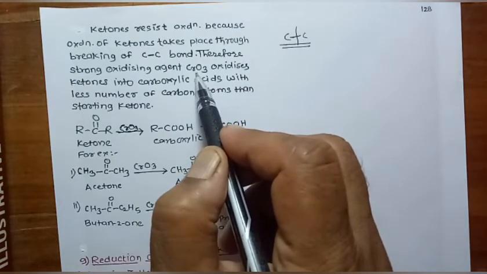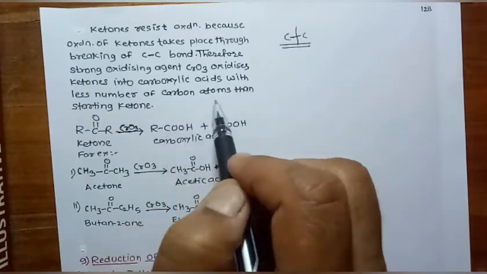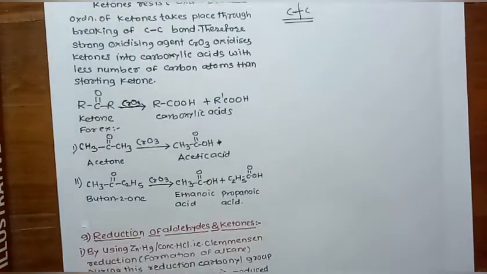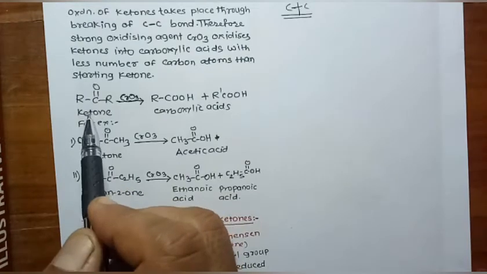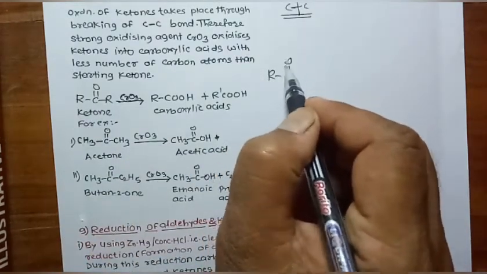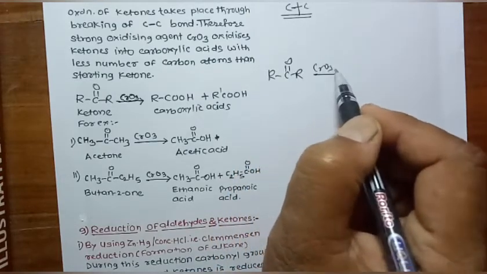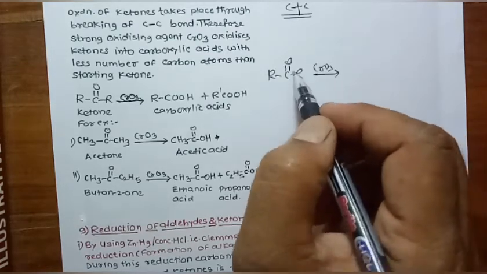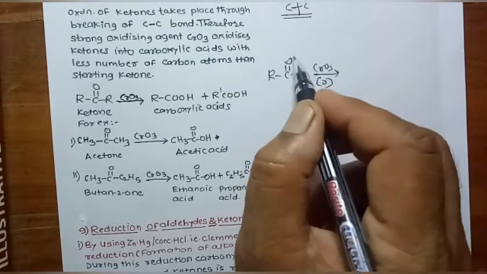Chromic acid anhydride CrO3 oxidizes ketones into carboxylic acids with a smaller number of carbon atoms than the starting ketones. The obtained acid contains one carbon atom less than the starting ketone. When the general formula of ketones, R-C double bond O-R, is oxidized by using CrO3, a strong oxidizing agent, addition of nascent oxygen takes place here.